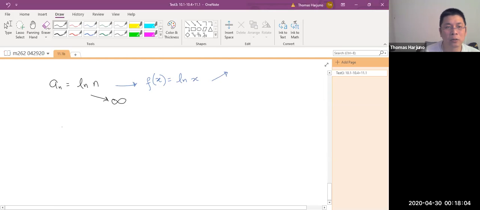How about this guy here? a sub n, and then the term is n over n plus 1. There are some ways to show that it is monotonic. One thing you can do, the very common one, is you take the continuous superposition function and then do the first derivative.